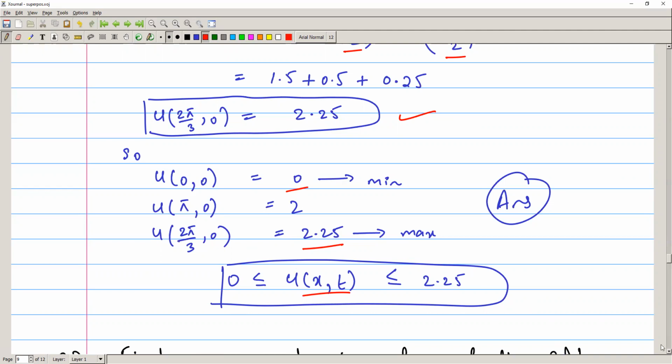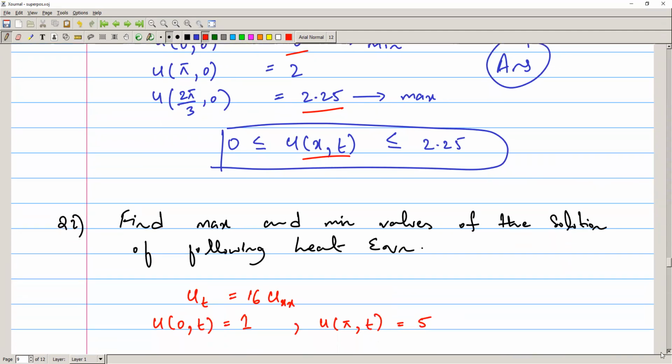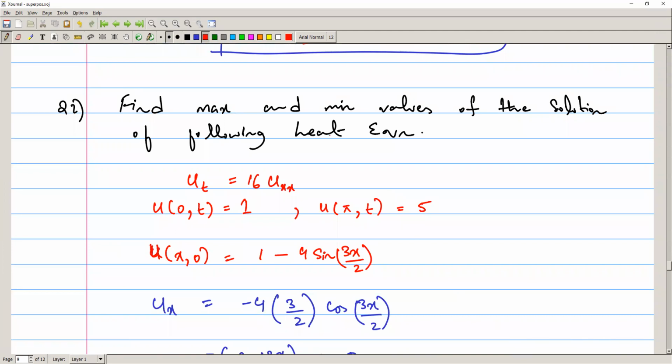Now we'll move to problem number 2. That is another heat equation. Find the maximum and minimum values of the solution of the following heat equation, right? So this is the heat equation.